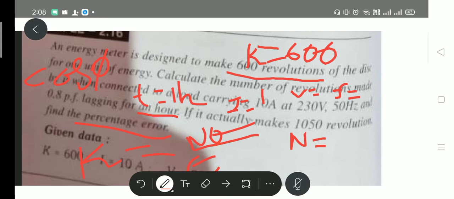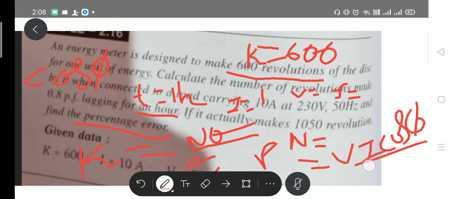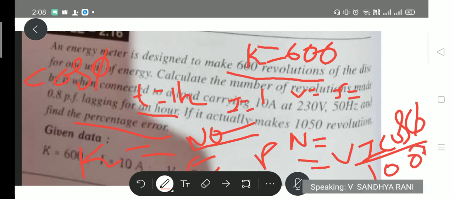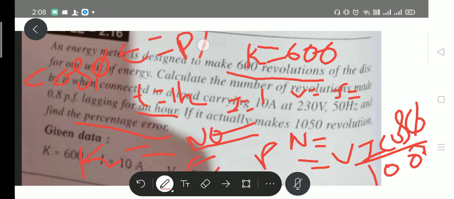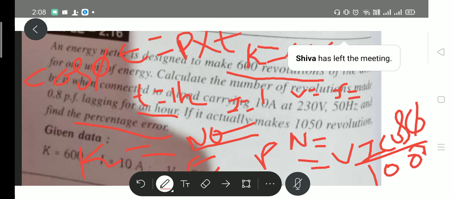Energy we can find as power into time. We don't know the power also. So first you have to find the power by using VI cos phi by 1000. We know the values of V, I and cos phi, so substitute here, then we can find the power value. Then we can find the energy, that is energy is equal to power into time.